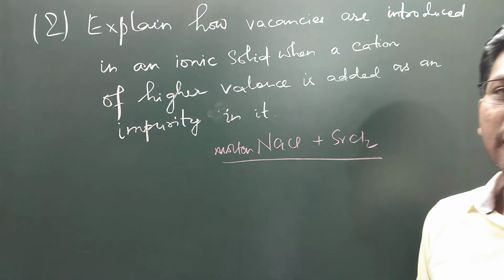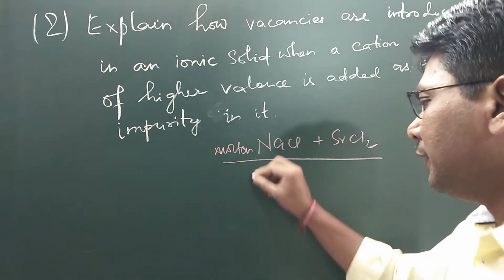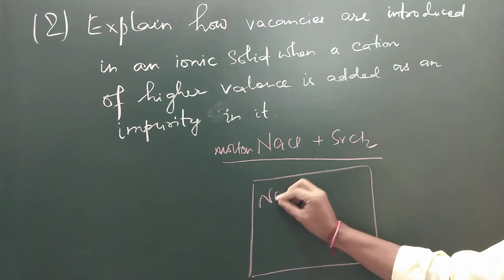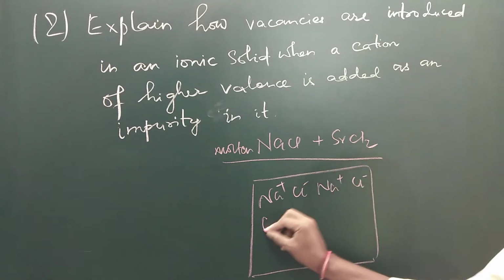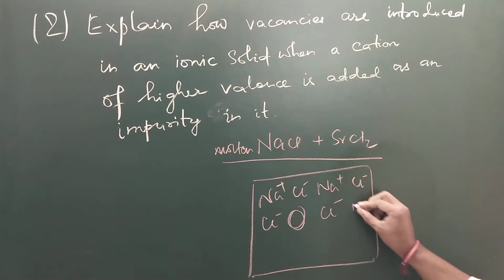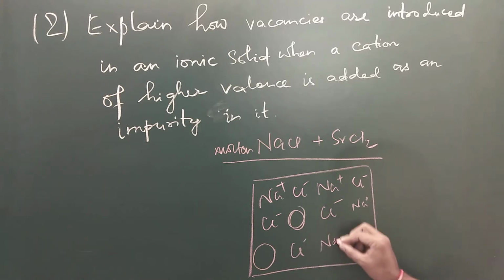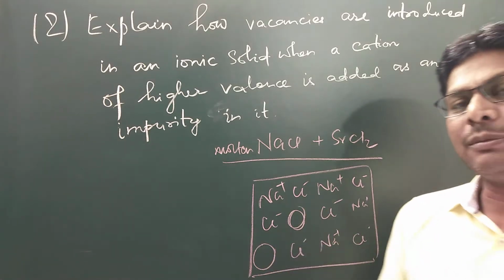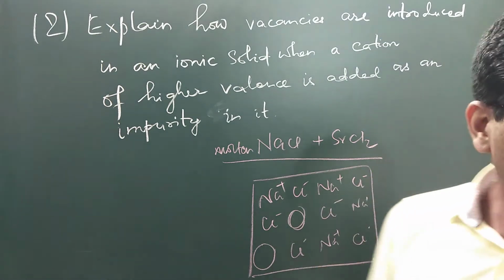So what happens? From the crystal, some of the Na+ ions leave, or there is a vacancy of some of the Na+ ions. Suppose here is Na+, here is Cl-, here is Na+, here is Cl-. From here a vacancy of Na is created. Here is Cl-, here is Na+, here is one vacancy, then Cl-, then Na+, and then Cl-. Suppose two cations are missing. That means the crystal has a deficiency of two positive ions. So what will happen?